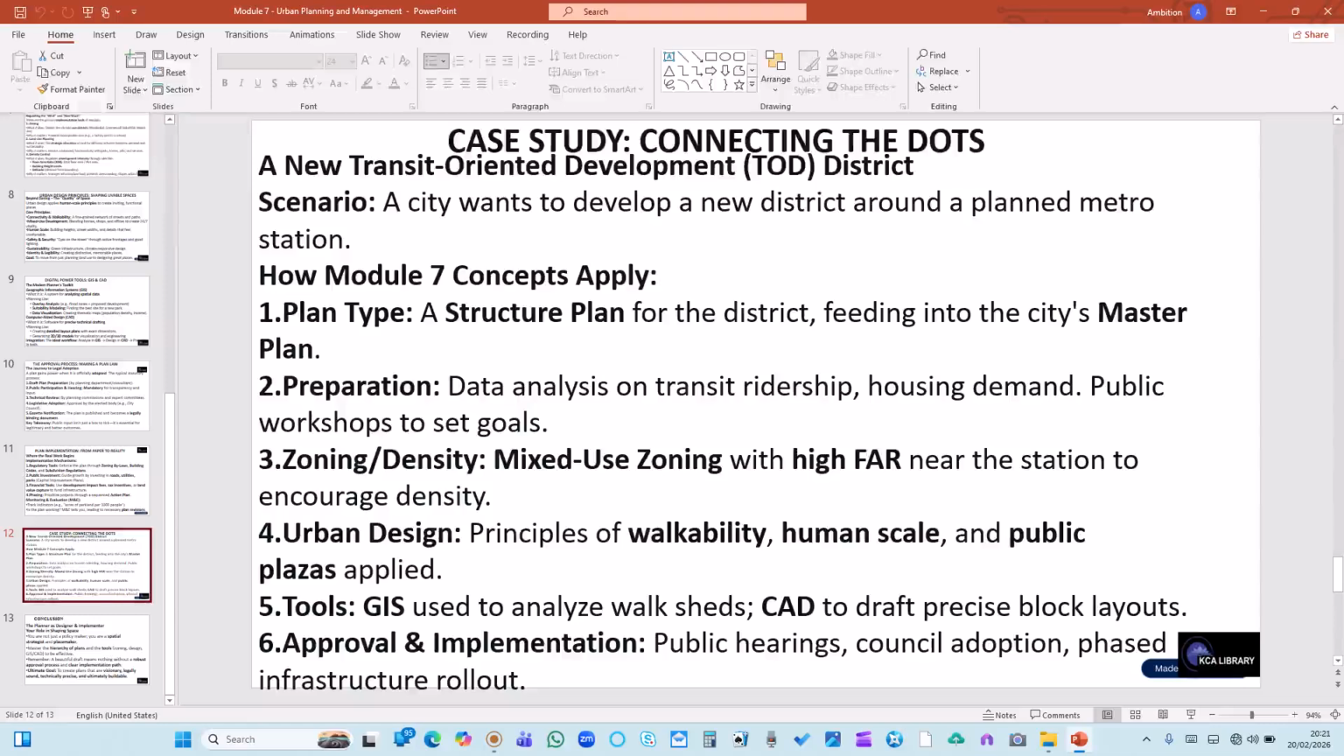Then the tools that will be used are the geographic information system, which is used to analyze walksheds, and computer-aided design to draft precise block layouts. Then the final stage will be the approval and implementation stage, which involves public hearing, council adoption of the plan, and phased infrastructure rollout.